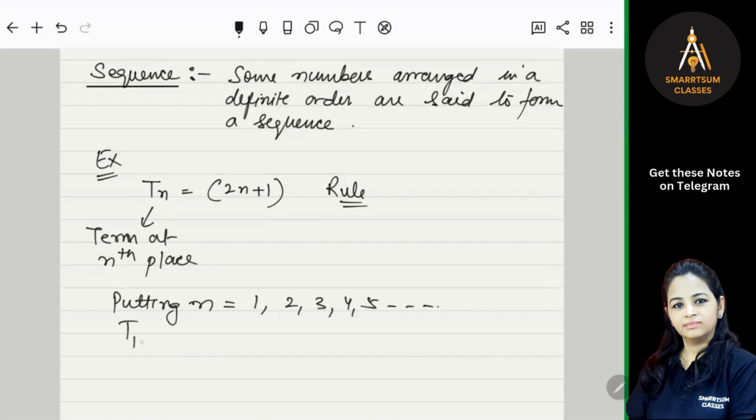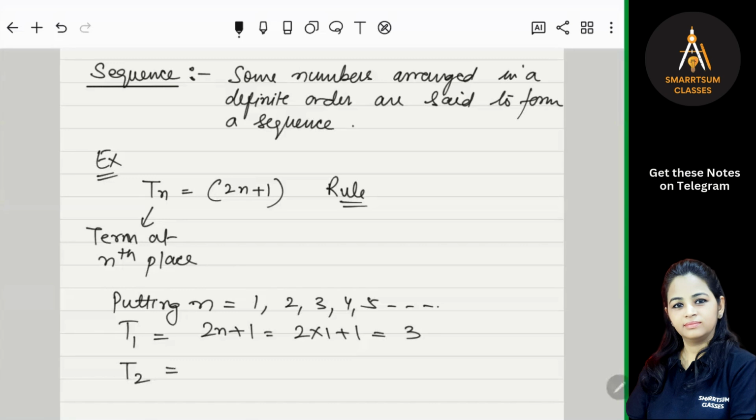we can find out T1, right? T1 is when n is equal to 1. Okay. So by putting n is equal to 1 into the rule 2n plus 1, 2 into 1 plus 1, that is 3. So what is your T1? 3. Means the first term in the sequence, right, is 3.